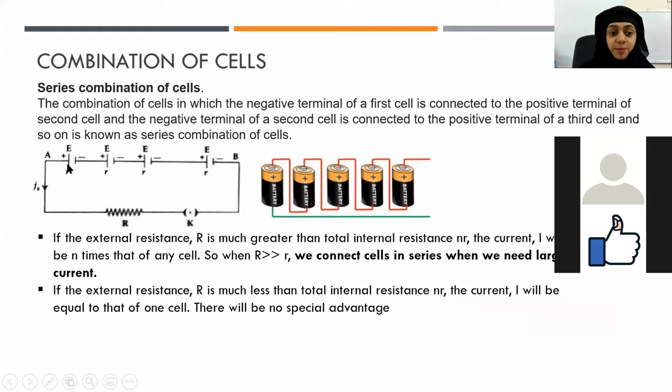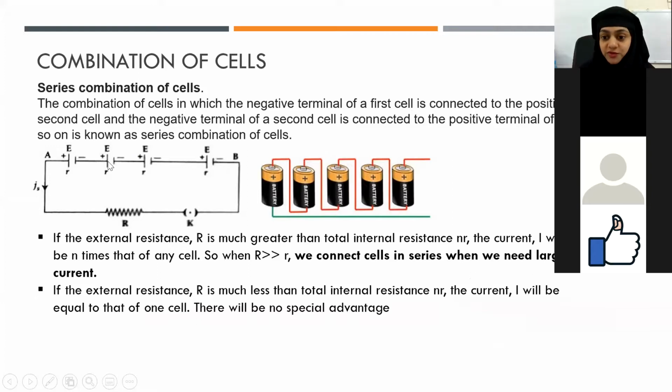Series. Series combination. Here for series combination, negative of one cell is connected to the positive of another cell. Again, negative of one cell is connected to the positive of another cell, like that. So here E represents the EMF of the cell. All of them are identical cells, so they have the same EMF. And R represents the internal resistance of the cell, and they have the same internal resistance.